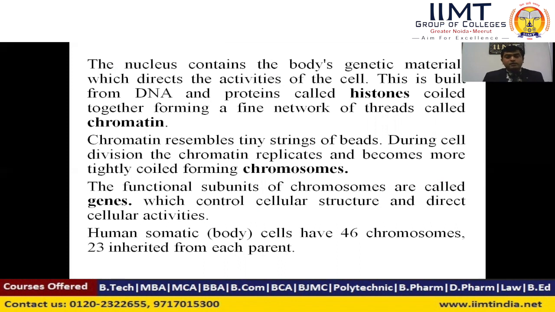So human somatic body cells have 46 chromosomes. Each is inherited from each parent, as we have already discussed, 23 from father and 23 from mother. So students, today we have discussed a brief introduction of the nucleus, right?